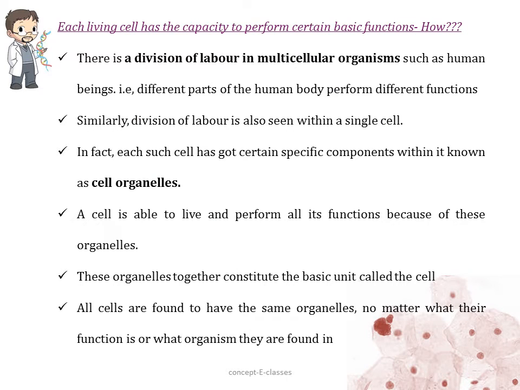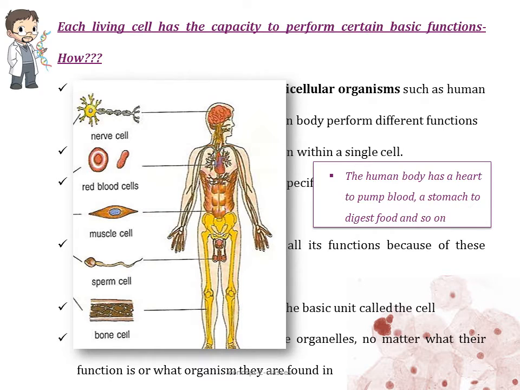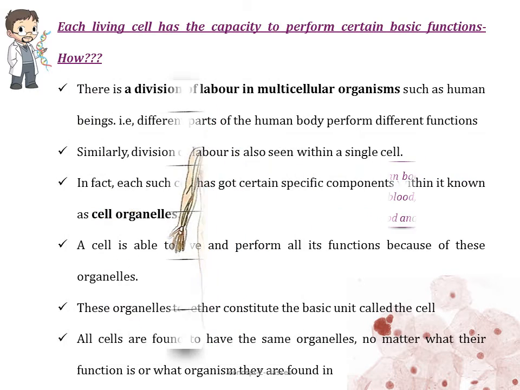Now we said that each living cell has the capacity to perform certain basic functions. How do they do that? Let's see. We know that there is a division of labor in multicellular organisms. Now what do you mean by this division of labor? It means that we are separating the work into a number of tasks. Say for example, in a human being, there are different parts of the human body to perform different functions, like the heart to pump blood, stomach to digest food. So there's a division of labor in the multicellular organism.